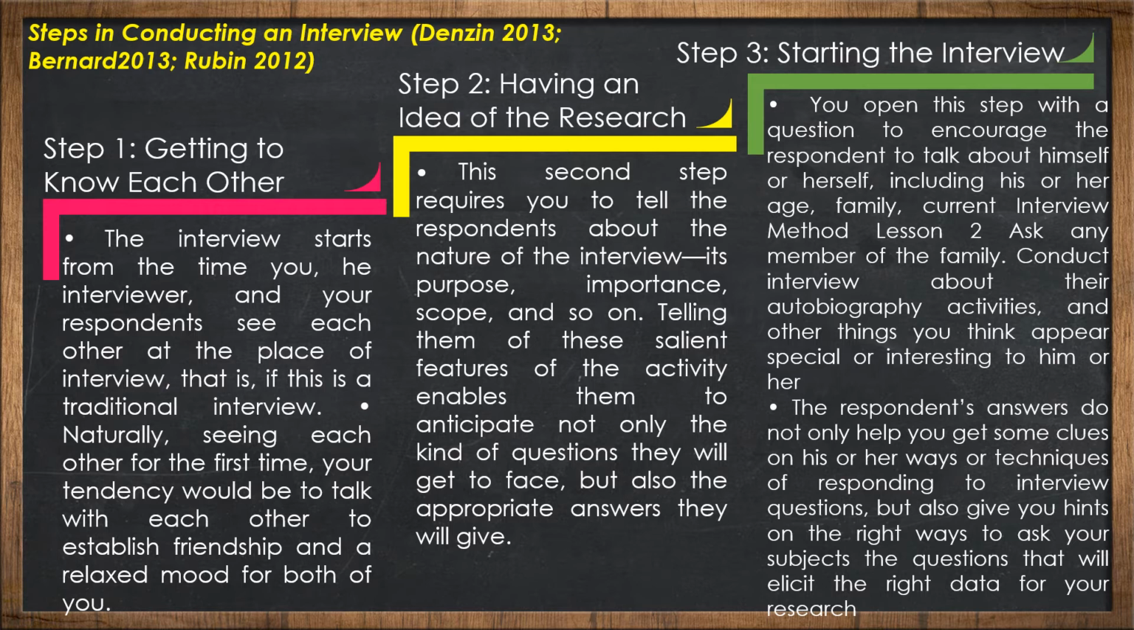Starting the interview. You open this step with a question to encourage the participants of the study to talk about himself or herself, including his or her age, family, current activities, and other things you think appear special or interesting to him or her. Following these self-introduction questions, the participants' answers not only help you get some clues on his or her technique of responding to the interview, but also give you hints on the right ways to ask your subjects the questions that will elicit the right data for your research.